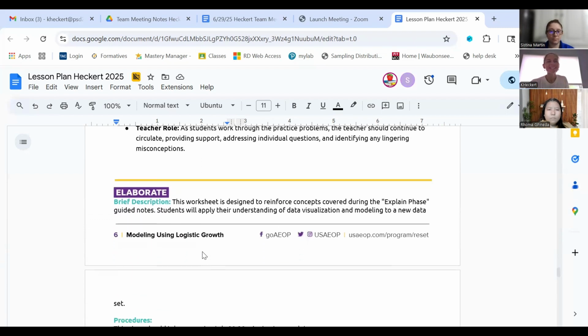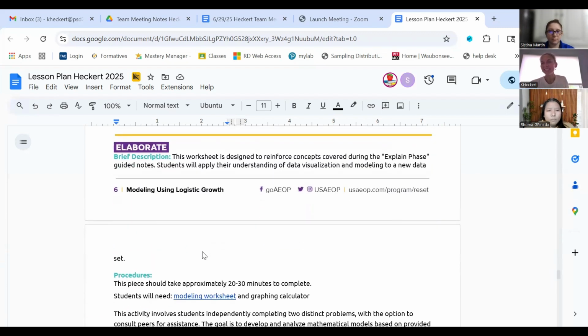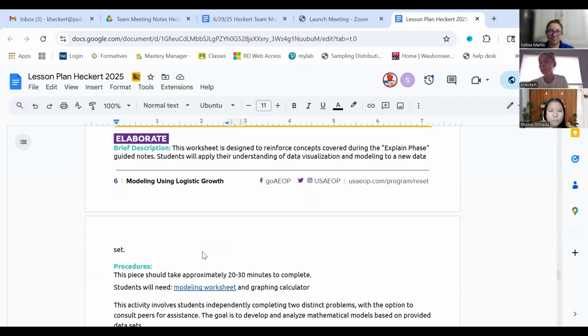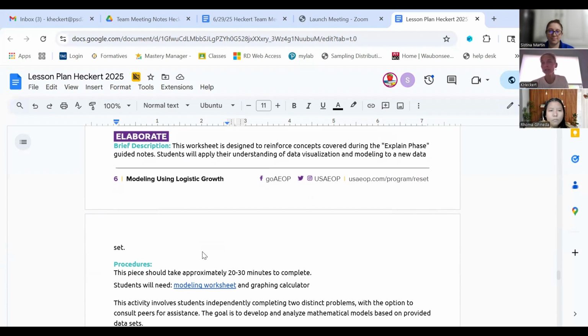After that phase, they're going to get into the elaborate phase. From the elaborate phase, students are going to have data that they're going to go through and look at. From this data, they're going to create a logistic growth model and answer a few questions from the logistic growth model they create based off of the scatter plot they have on their graphing calculator.